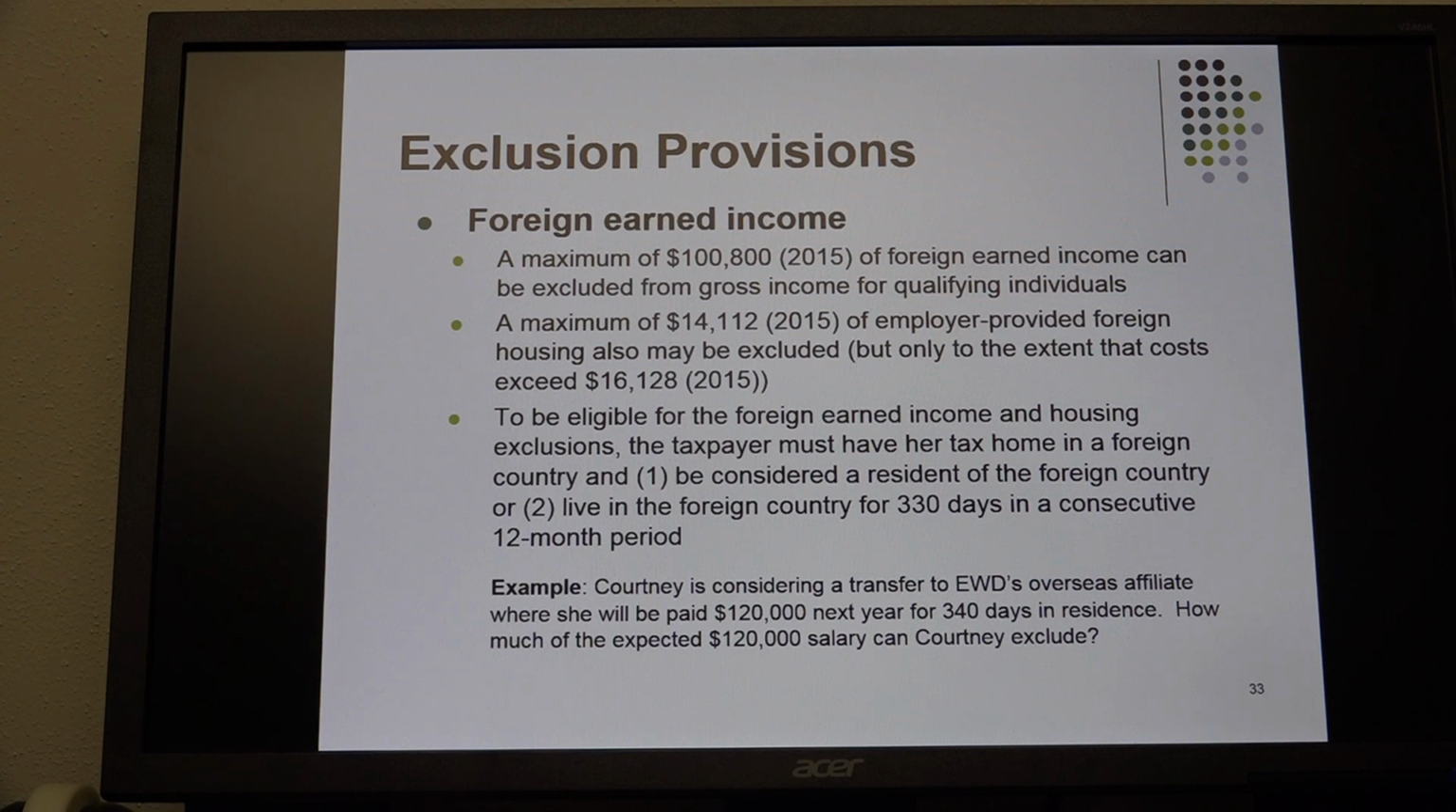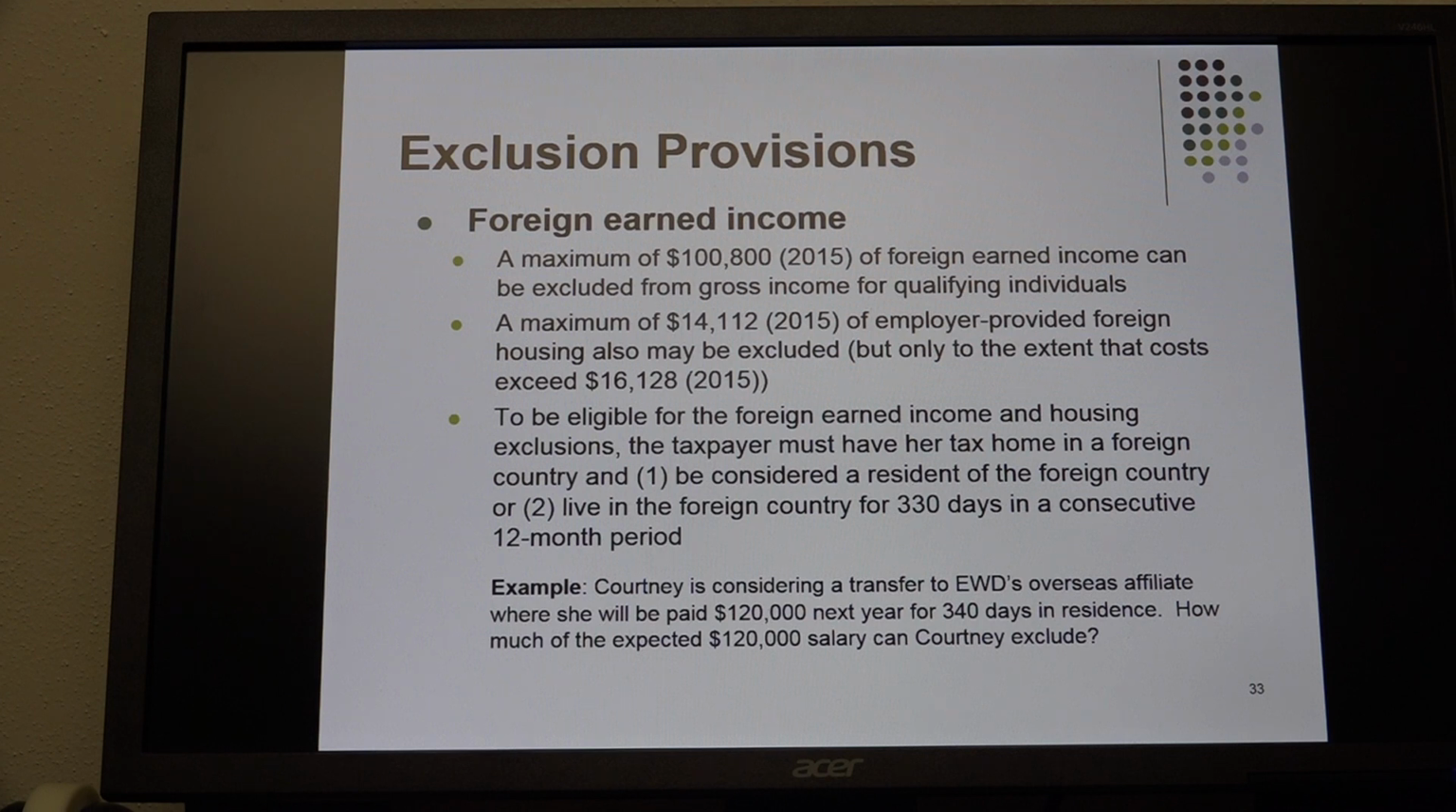foreign earned income. So you have the exclusion of $100,800. That's the maximum you can exclude. You also have something called the foreign tax deduction, which is a from-AGI itemized deduction. And then you have something called the foreign tax credit.